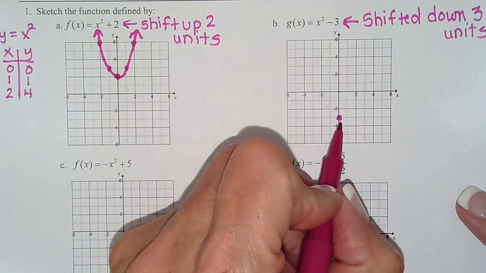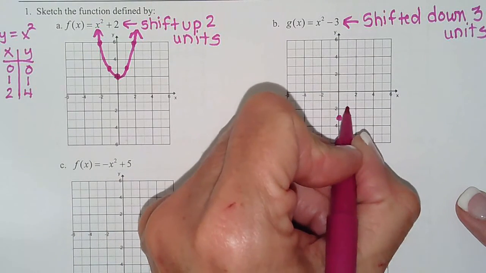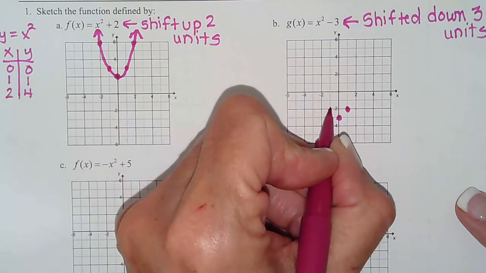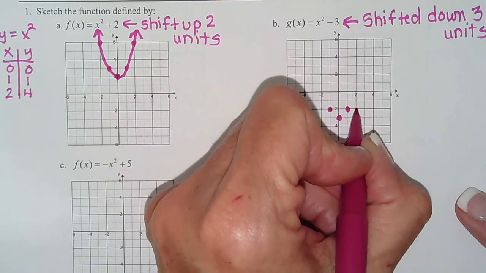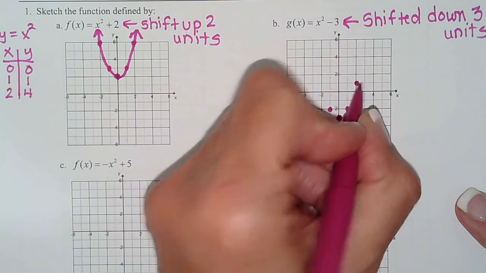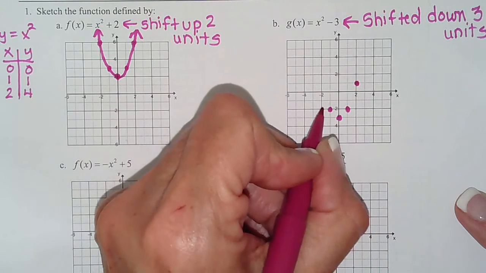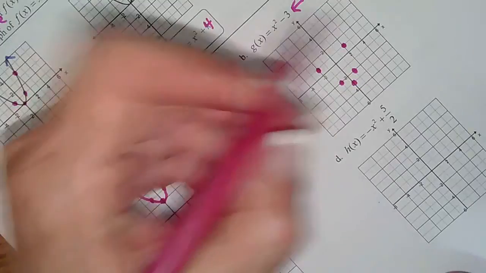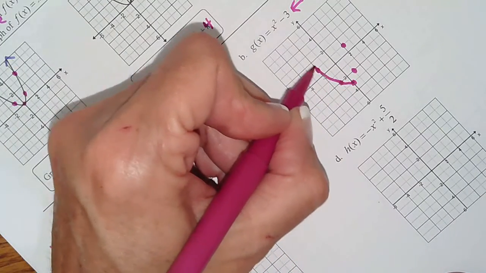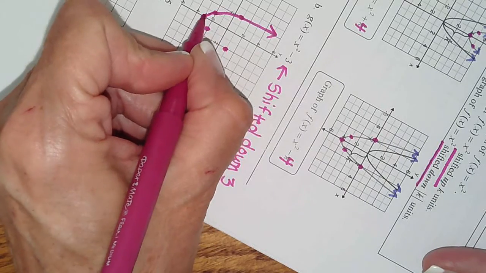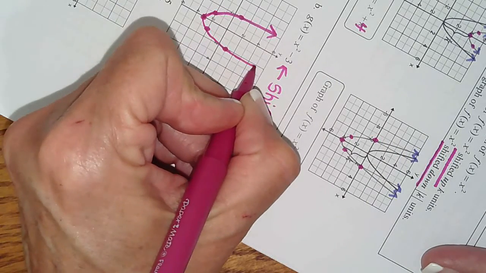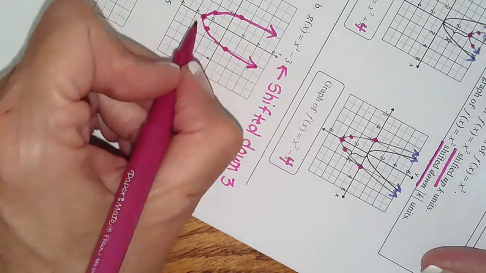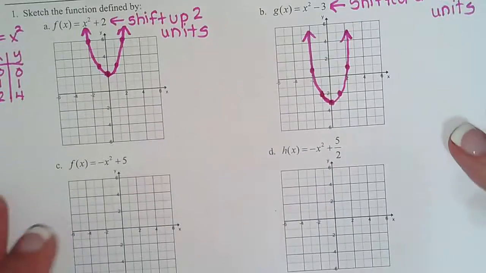So down 3, and then we go over 1, up 1. Left 1, up 1. Right 2, up 1, 2, 3, 4. Left 2, up 1, 2, 3, 4. And there is our very most beautiful parabola. So we draw it nice and rounded, arrows on both ends. It's a little pointy, but we'll pretend that it looks rounded. Okay?